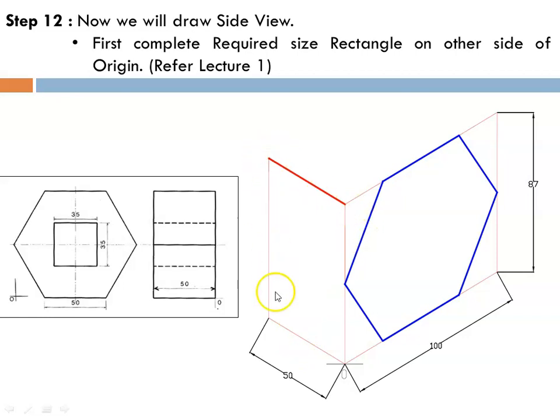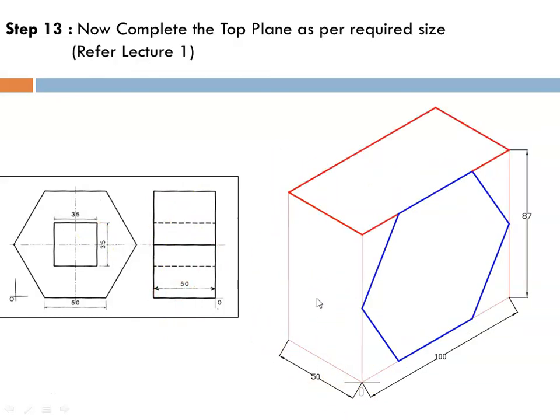So I'll get the intersection over here, and I'll get the isometric plane for this view, which is of 50, and the height is already calculated by construction of the hexagon, that is 87 mm. So you will get one isometric plane over here. Now we know the basic procedure to complete the isometric box. So using that procedure, complete this top plane. Refer to lecture number 1 for that and finish this.